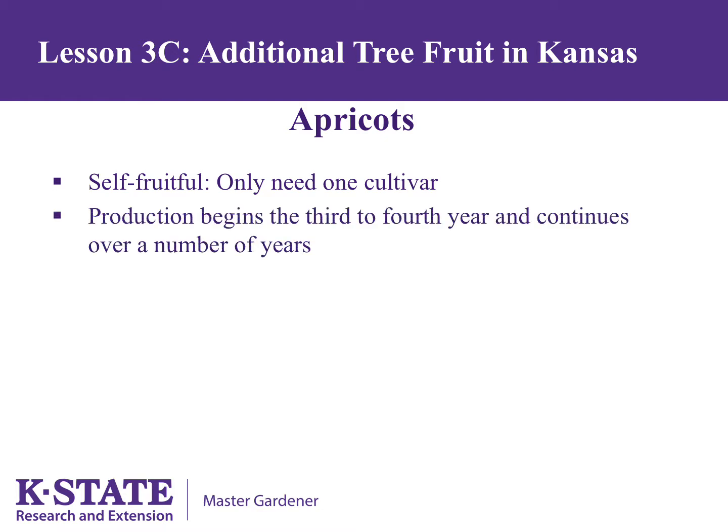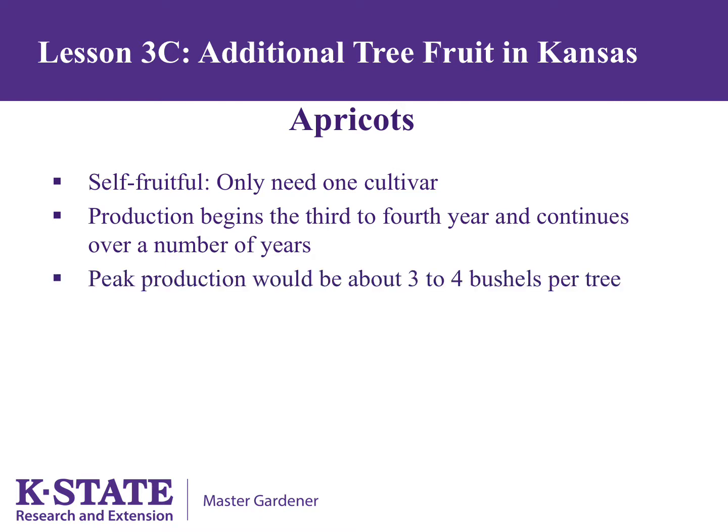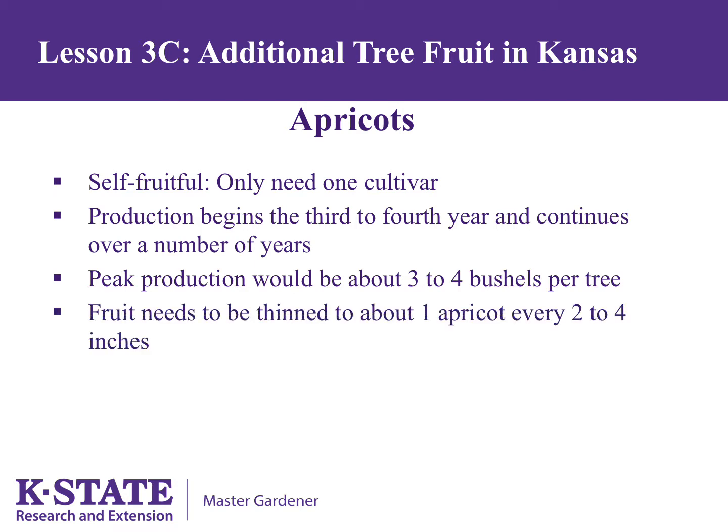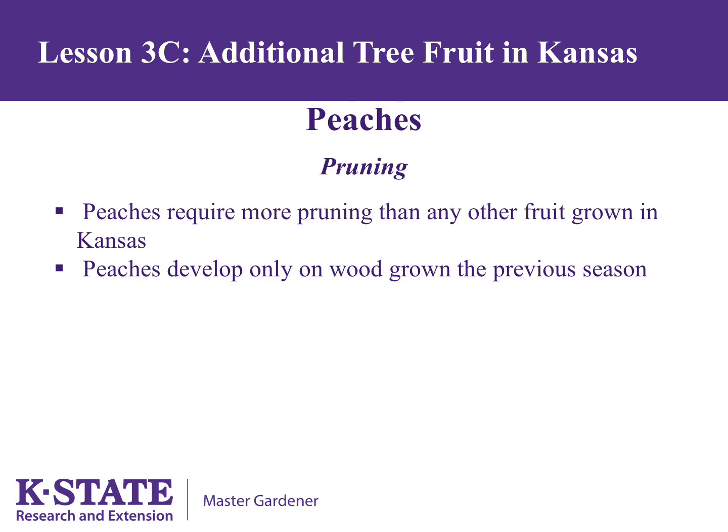Production begins the 3rd to 4th year and continues over a number of years as apricots are long-lived trees. As with peaches, peak production would be about 3 to 4 bushels per tree. Apricots are smaller than peaches and therefore fruit does not need to be thinned as hard. Try to space fruit every 2 to 4 inches on average. As with peaches, it is okay if they are in clusters.